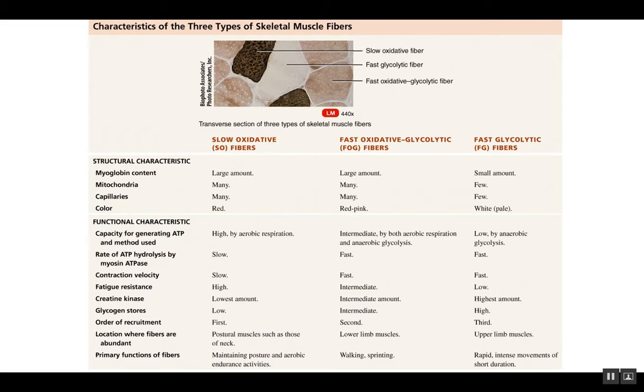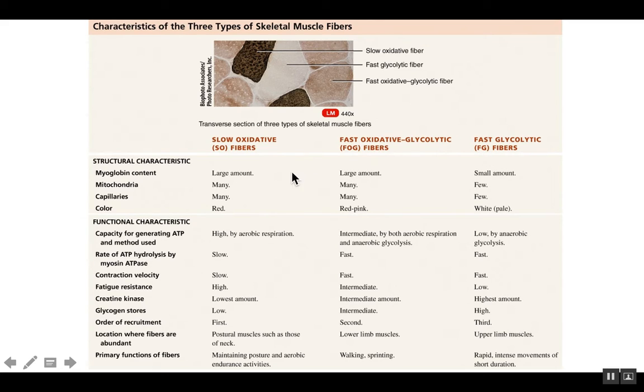So let's look at the three types of skeletal muscle fibers. This is a table from your book. I'm going to go through and mention and compare different characteristics of the three skeletal muscle fibers. So notice their names: slow oxidative, or SO fibers, fast oxidative glycolytic fibers, FOG, or fast glycolytic fibers, FG.